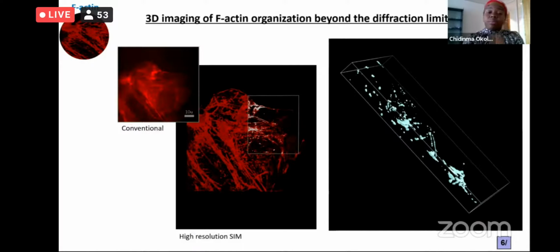Here, with conventional microscopy, you can see the level of information or detail we get from F-actin organization. However, when we use SIM, we get beautiful super-resolved image data sets, and in 3D rendering, you can see how F-actin is occupying space or distributed in 3D within the cell.